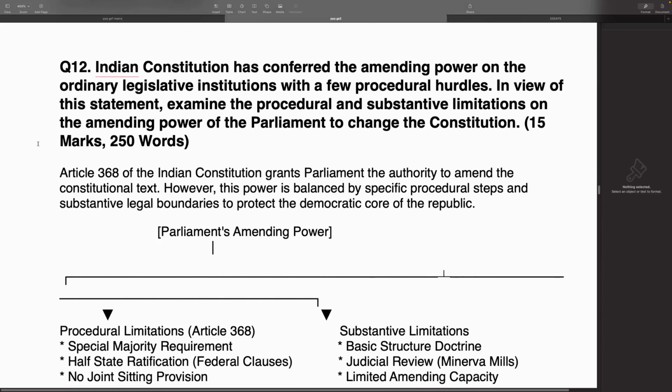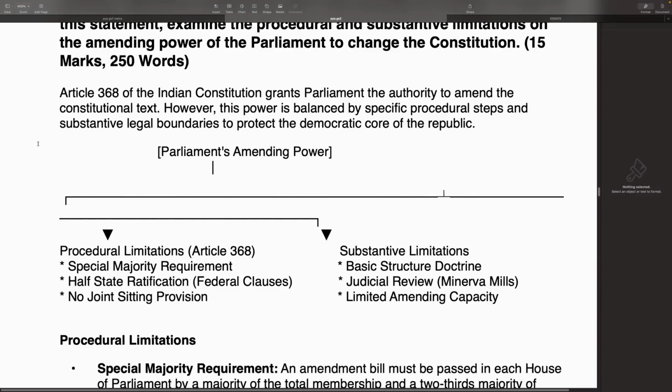Question 12. The Indian Constitution has conferred the amending powers on the ordinary legislative institutions within a few procedural hurdles. In view of this statement, examine the procedural and substantive limitations on the amending power of the Parliament to change the Constitution. Article 368 of the Indian Constitution grants Parliament the authority to amend the constitutional text. However, this power is balanced by specific procedural steps and substantive legal boundaries to protect the democratic core of the Republic.